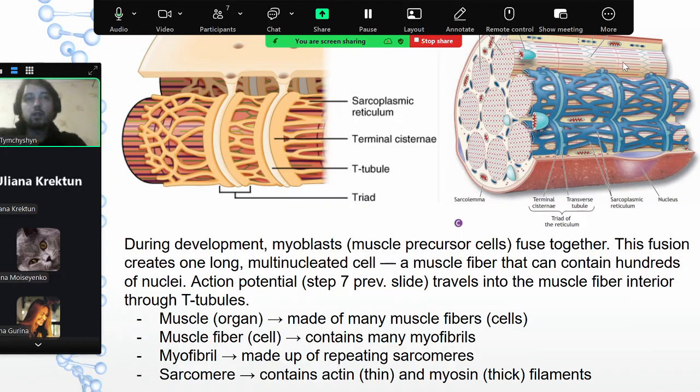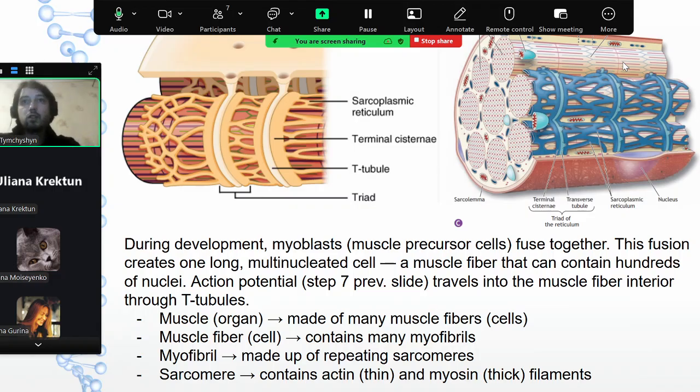Just to notice, during development, myoblasts, so these are muscle precursor cells, fuse together. This fusion creates one long multinucleated cell, a muscle fiber that can contain hundreds of nuclei. So hundreds of nuclei in one cell.